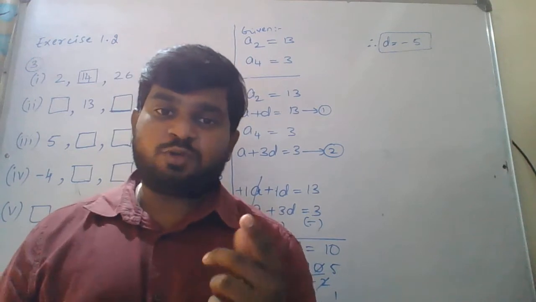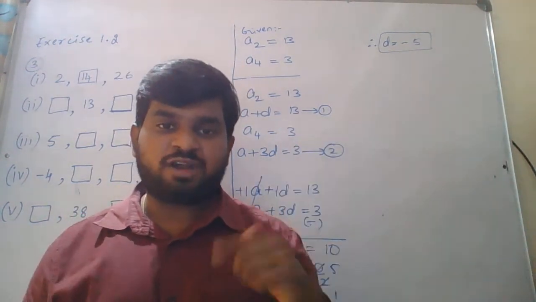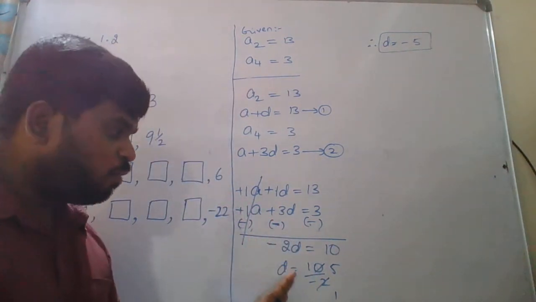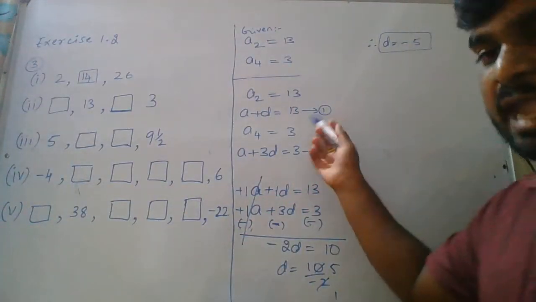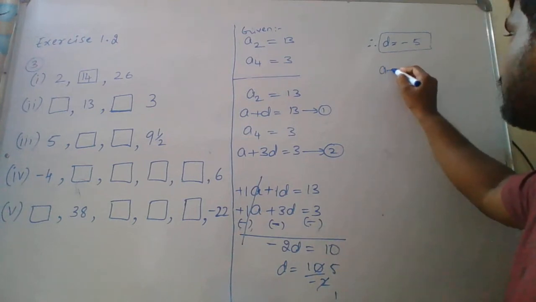Okay. If the coefficients are not same, we have to make them same using LCM. Then you have to check for the signs. If they have got same sign, change it. If they have got different sign, don't change it. Okay, that's it. You got D. Once you get D, easily you can find A. How do we find A? Take any one of the equation. First or second, it's your wish. Let me take the first one itself.